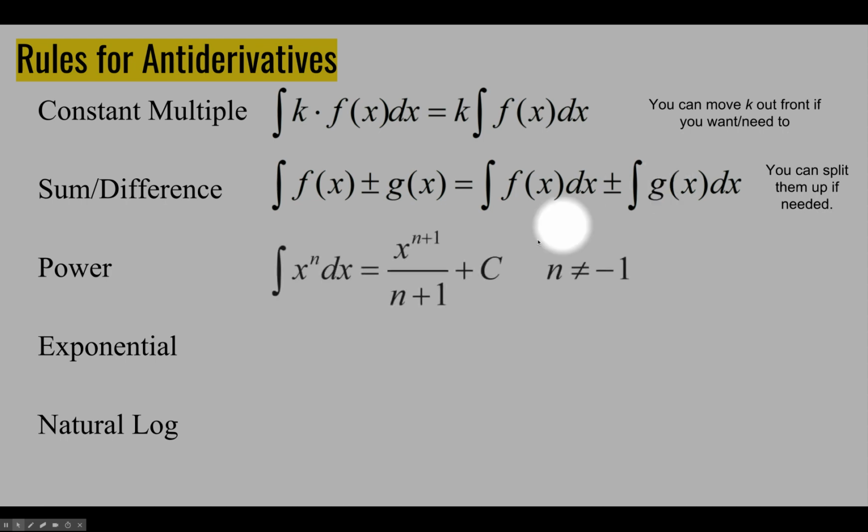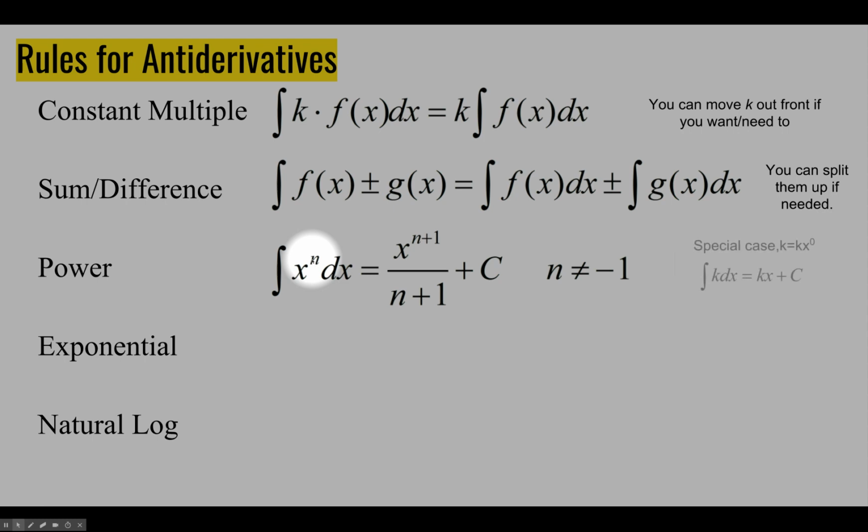For the power rule, we already saw this. The integral of x to the n dx is equal to x, then increase the power, divide by that new higher power. n cannot be -1 here. If you think about it, if n is equal to -1, and I add 1 to that, then I'm going to end up with 0 in the denominator, and my antiderivative won't make any sense because we can't divide by 0. So this only works when n is not equal to -1, every other power or value of n works just fine.